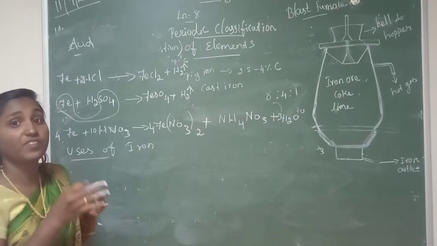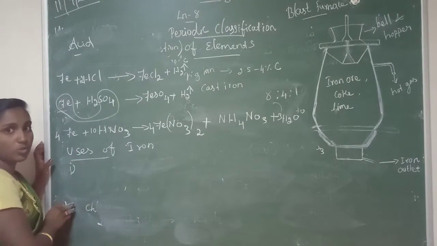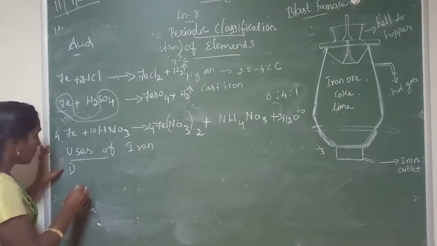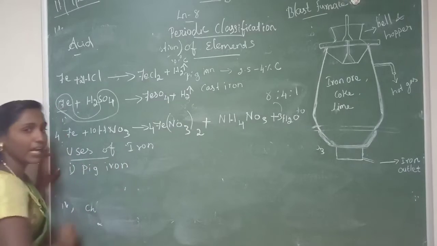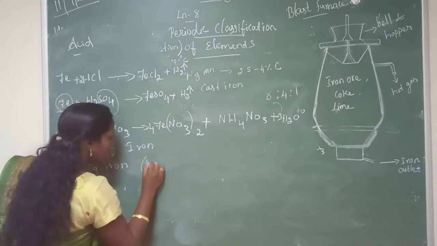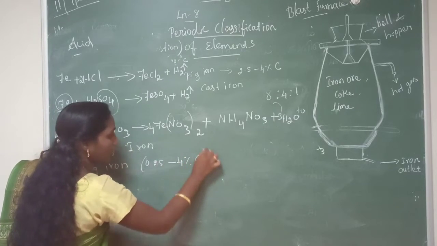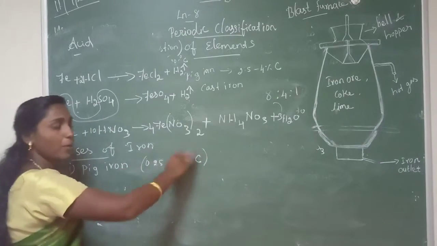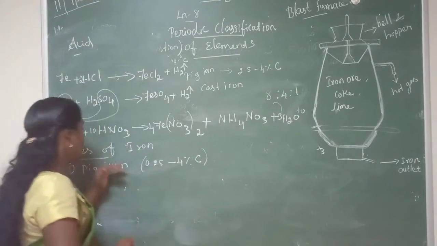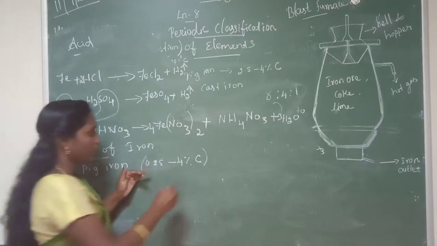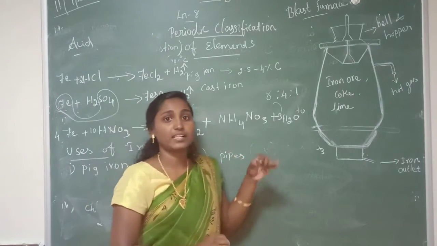Iron is classified into 3 types. Okay, iron is classified into 3 types. In the 2 mark question, maybe they will ask this question. Okay, so first type is pig iron. This pig iron contains 0.25 to 4% carbon. Not pure iron, it contains some amount of carbon. This pig iron is used to making pipes, then stove, radiators, then railings.